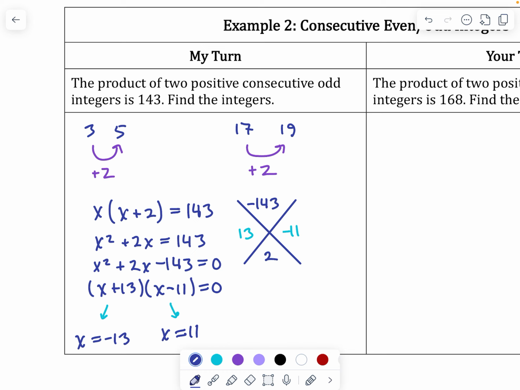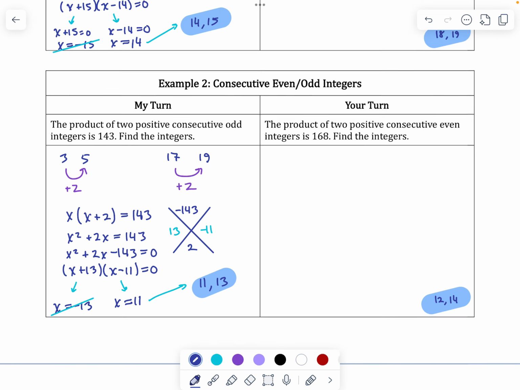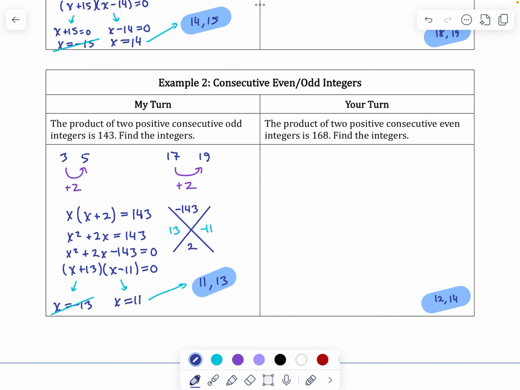So again, I just skipped a step here. I went straight from the factored form to the answer. We want our answer to be positive, so we're going to throw out the negative 13. Which means the first of our two positive consecutive odd integers is 11, which means the second one is 13. And you can check that 11 times 13 is 143. Good, pause the video, try the next one.